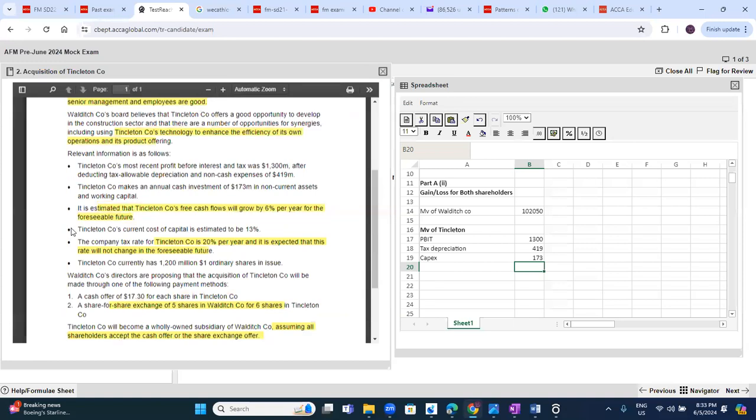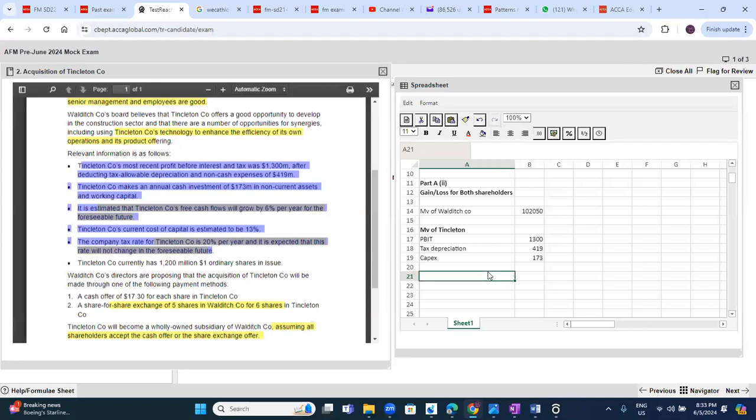These are the six bullet points. If you read all the bullet points again, you will come to know that there is only one growth given. Look, in our class, we have covered that there are two methods to calculate the present value of future cash flow: one, when one growth is given, and two, when multiple growths are given. In this part, only one growth is given. So simply we will calculate the free cash flows.